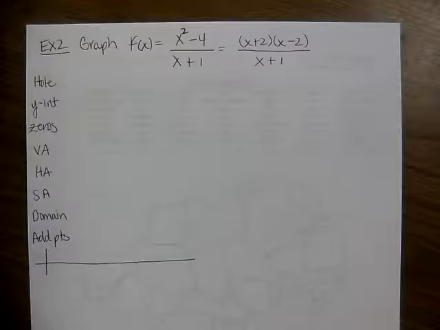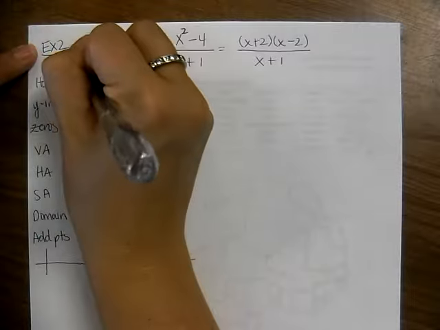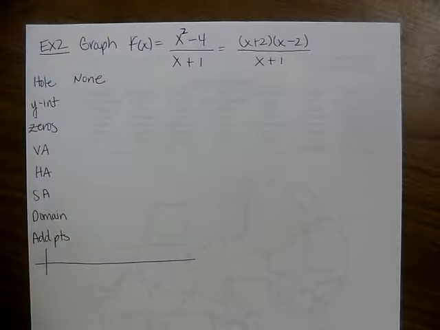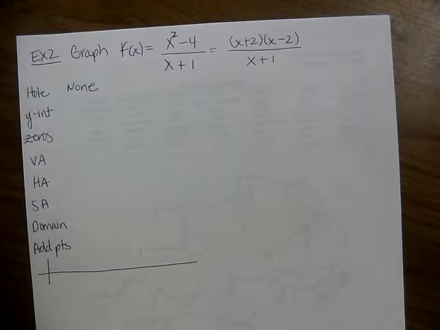So every time we're thinking about this, we don't have to look at a different function. We can look at the original or the factored version. The factored version is easier to work with. But we're going to write none here because there is no hole.